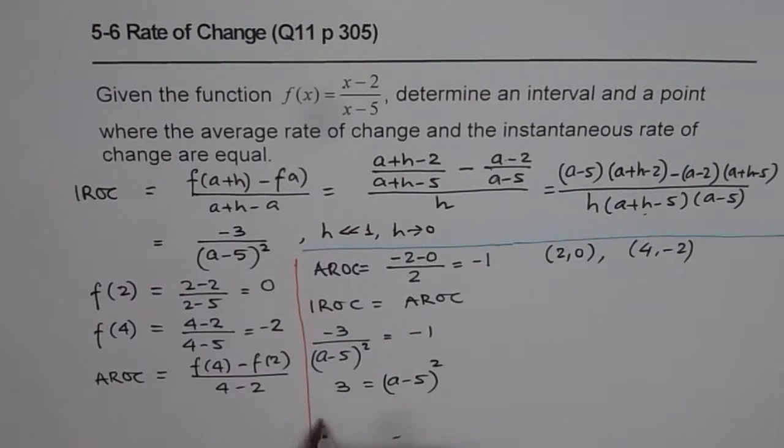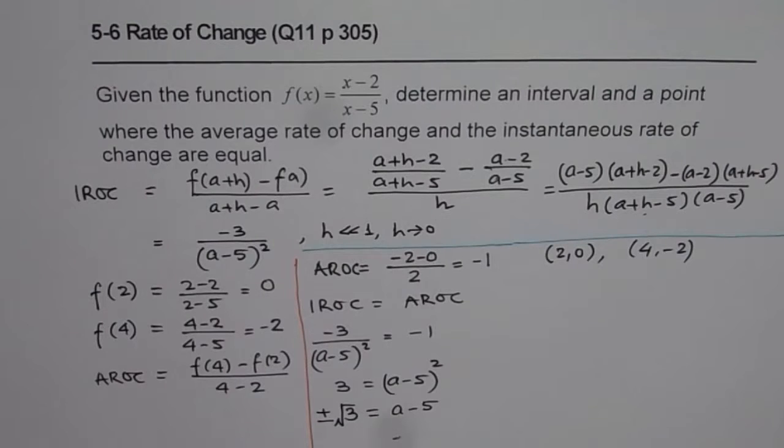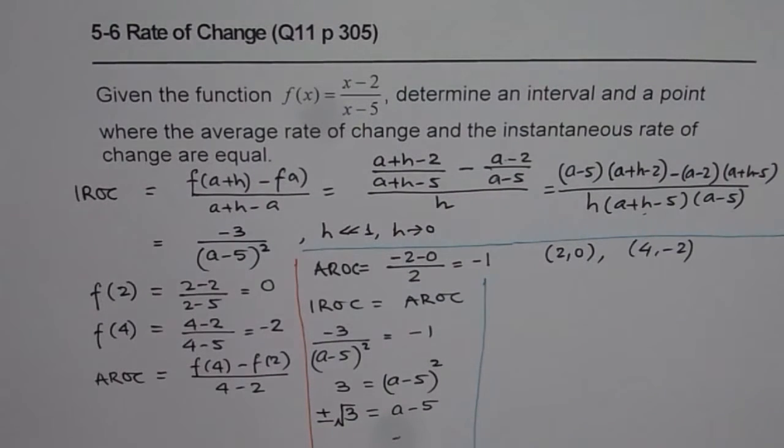So we can take the square root. Whenever you take a square root, you always get plus and minus. We get plus minus square root 3 equals a minus 5. Is that okay? And that gives you the value of a. As you can see here, you actually get two values of a.